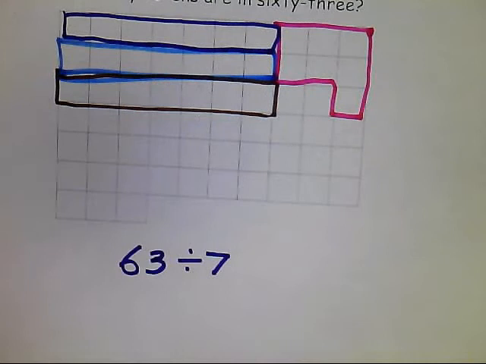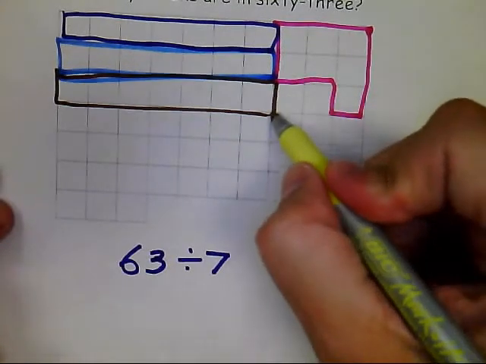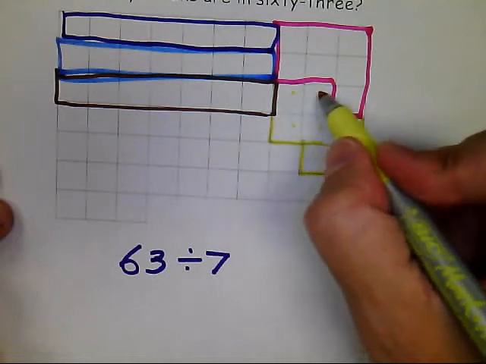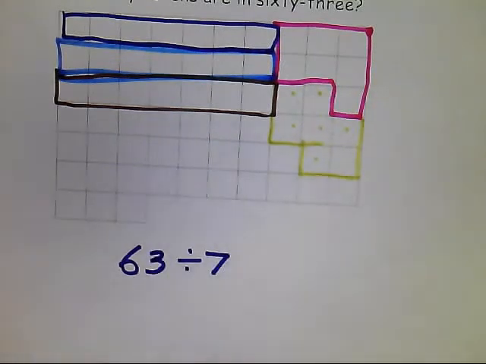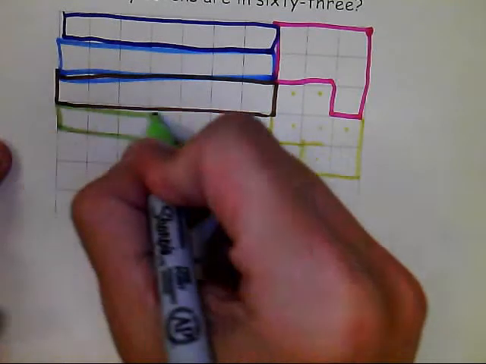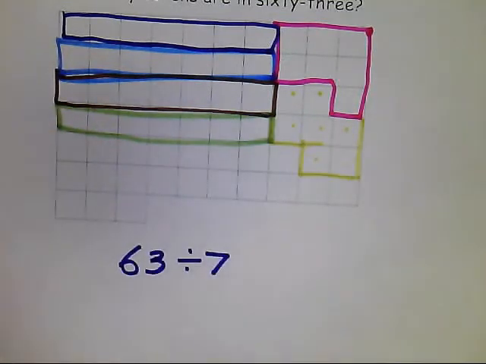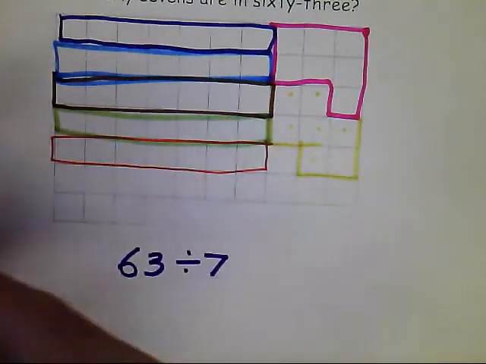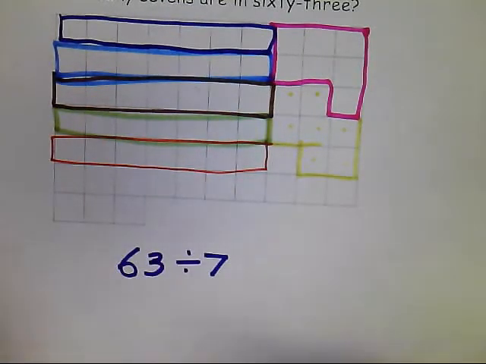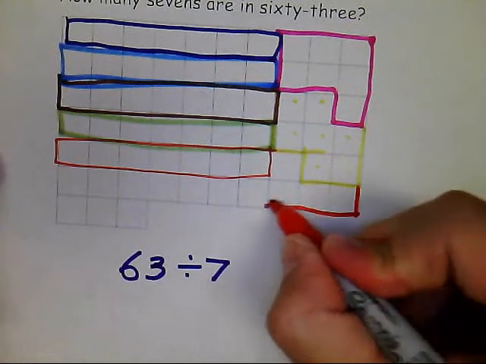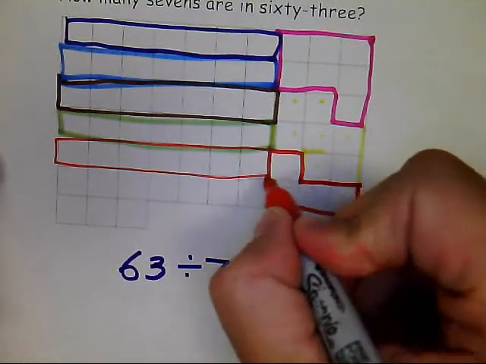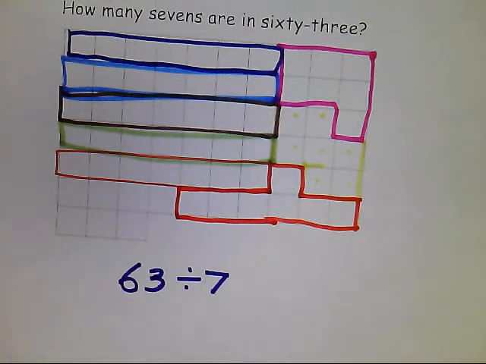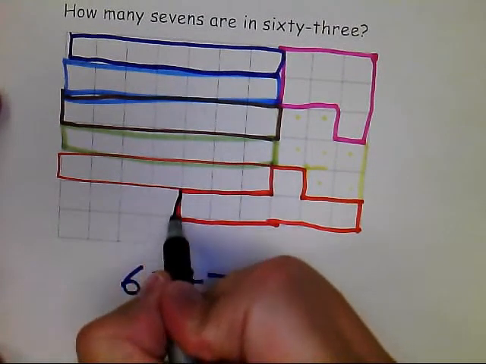Then I can use this marker over here to identify this group of 7: 1, 2, 3, 4, 5, 6, 7. And then I've got this group of 7 here, and one more group of 7 here, and another group of 7 here. Looks like I'm playing Tetris over here. 1, 2, 3, 4, 5, 6, 7. And then lastly, I've got a final group of 7 right here.